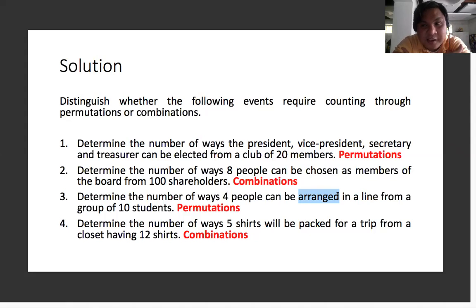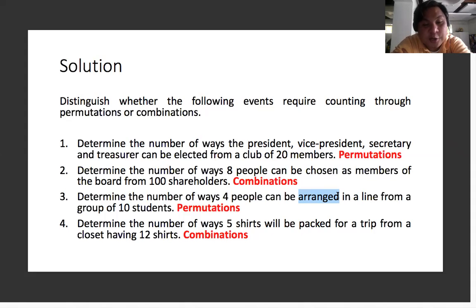Now, if the problem says that out of the 8 people, they will have to choose a chairman of the board, then that is, of course, a different problem, because if there is a chairman of the board, then there is importance in that particular position. But if there is no significant position here, then we can assume that the order in which the 8 members were chosen does not matter, as long as those were the same 8 people chosen to become the members of the board.